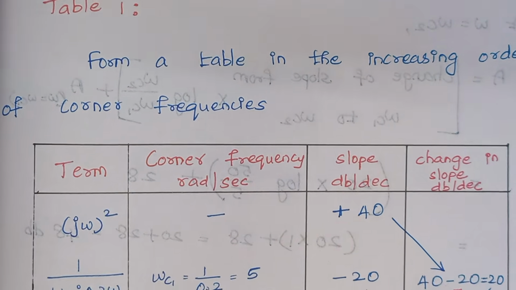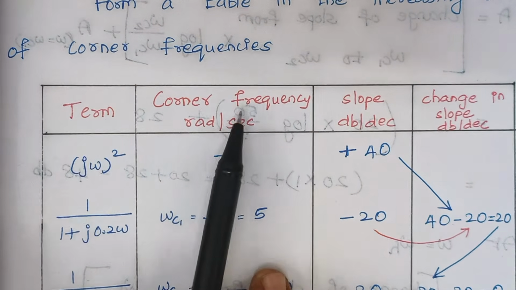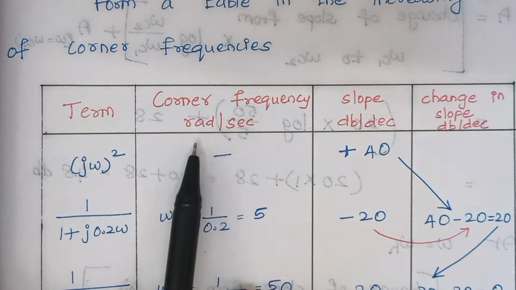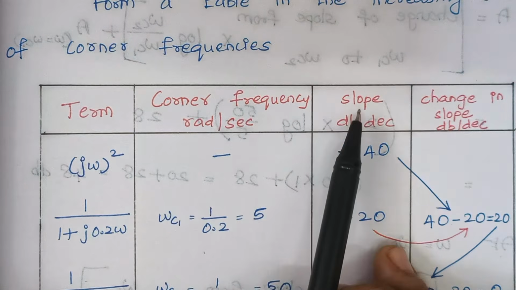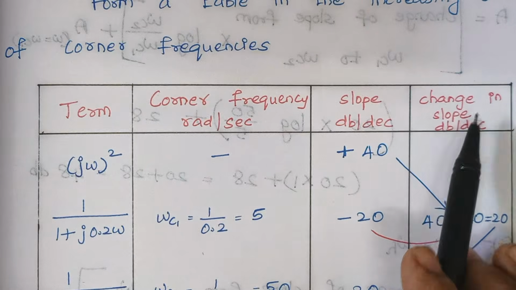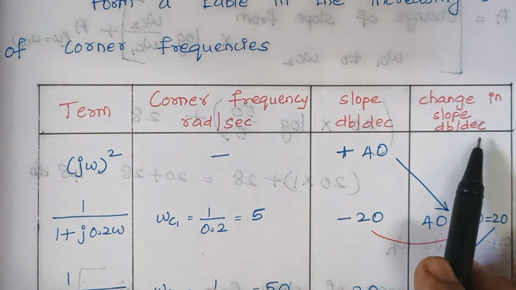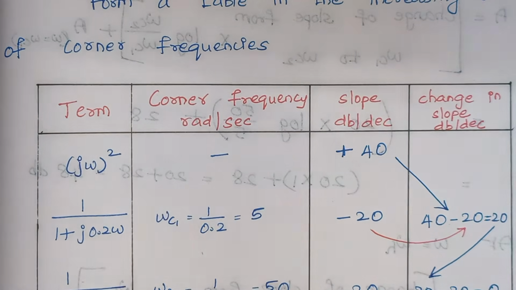The next step is forming a table. The table has 4 sectors. The first one is term, the second one is corner frequency, unit radian per second, the third one is slope, in decibel per decade, and finally the fourth one is change in slope, unit decibel per decade. First, you should know the procedure, the rule, for how to list out the terms.